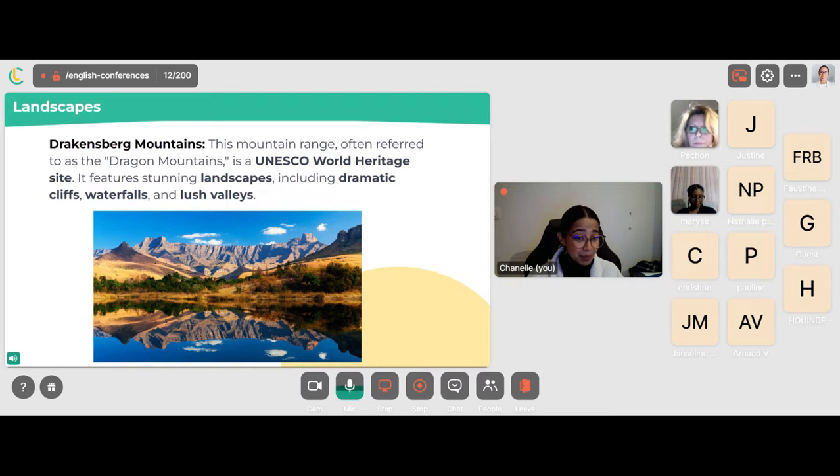The Drakensberg Mountains, this mountain range, often referred to as the Dragon Mountains, is a UNESCO World Heritage Site. It features stunning landscapes, including dramatic cliffs, waterfalls, and lush valleys. It's a beautiful hiking spot for many tourists that love to spend time close to the mountains.